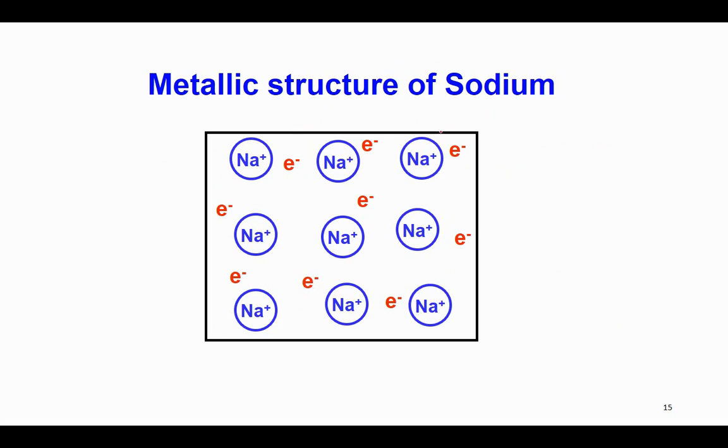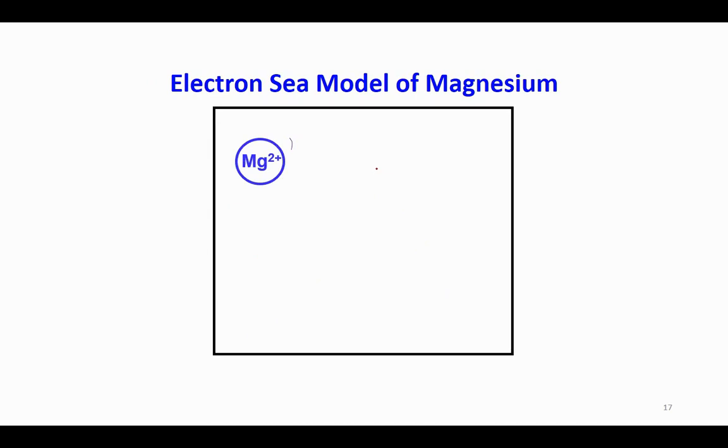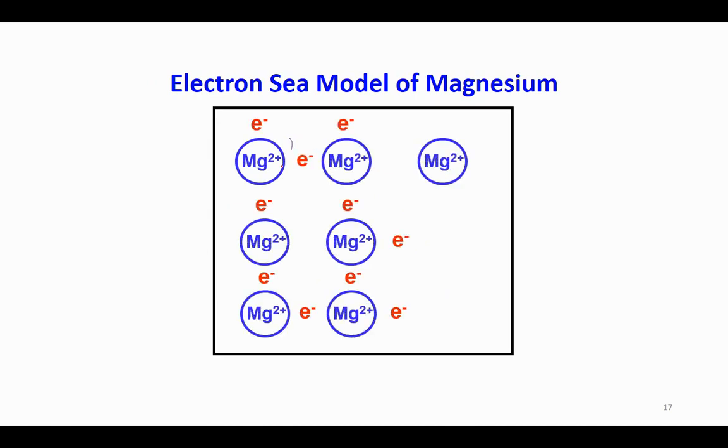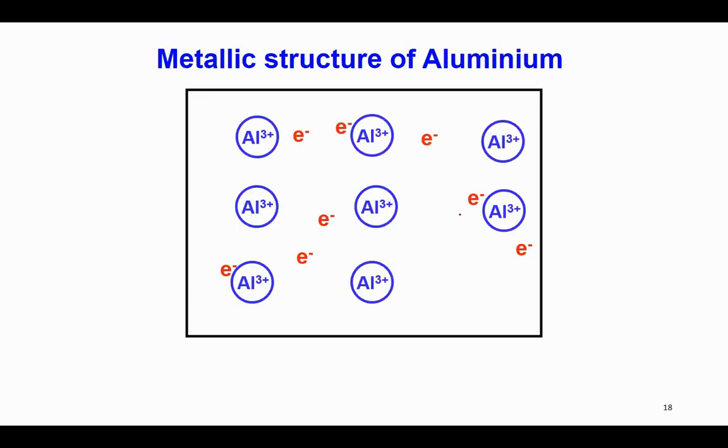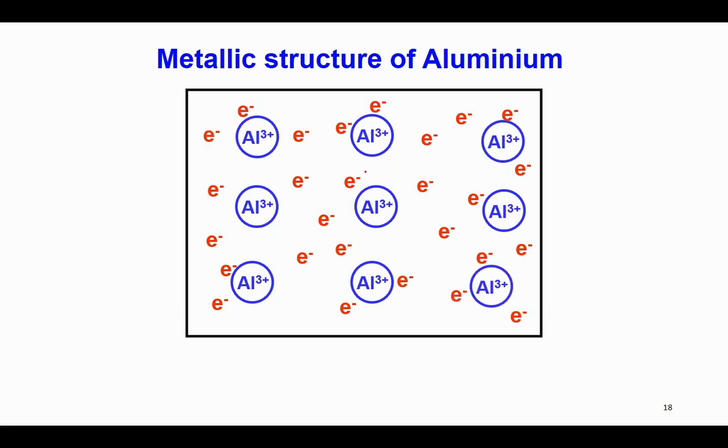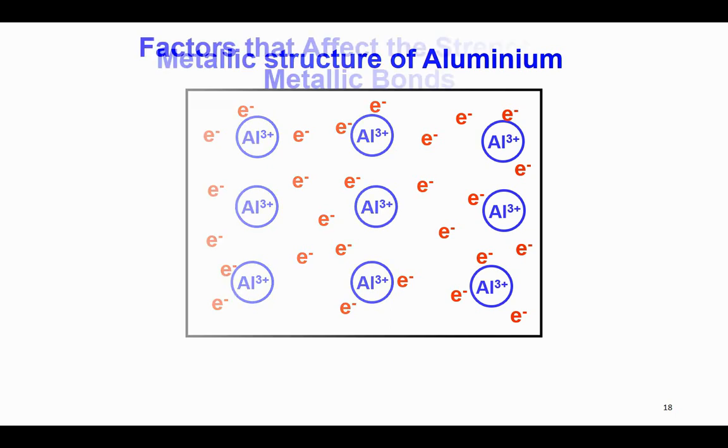So the metallic structure of sodium here. Since Na+ has one electron, if you draw 9 Na+, therefore you should have 9 electrons. To draw electron-sea model of magnesium, if you draw 9 Mg2+, therefore the number of electrons must be 9 times 2 electrons, which is 18. And the metallic structure electron-sea model of Al3+, if you draw 9 Al3+, therefore number of electrons for this one here is 9 times 3, which is 27 electrons.